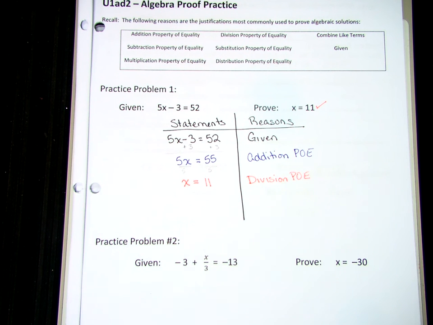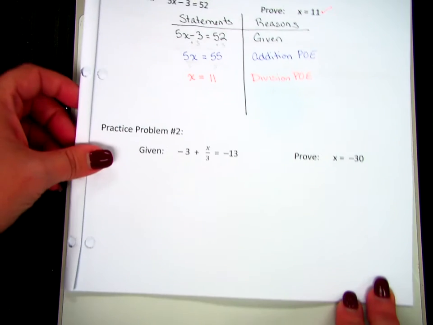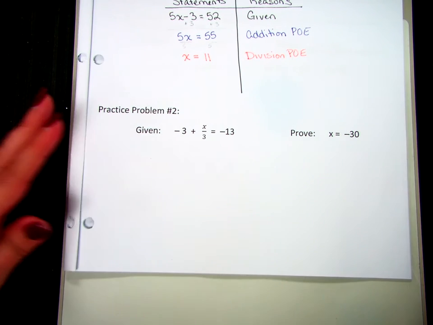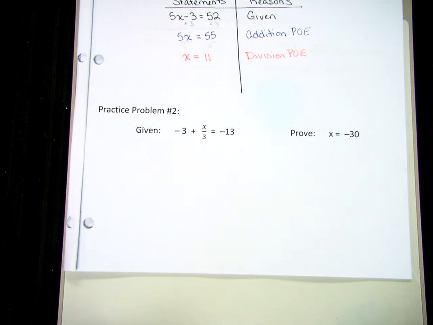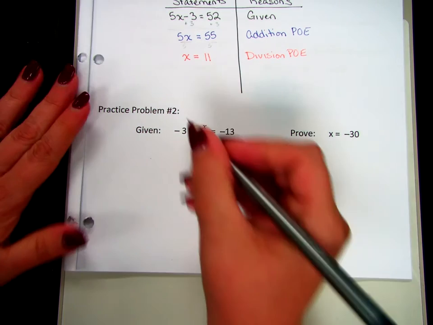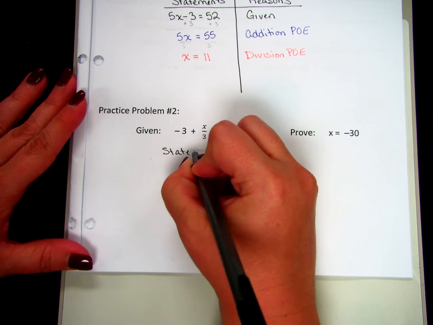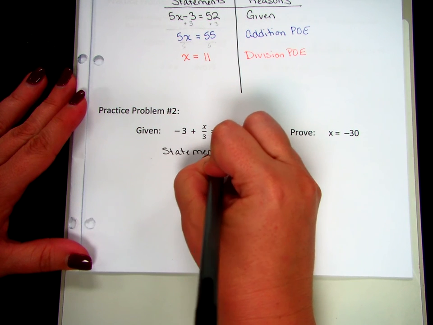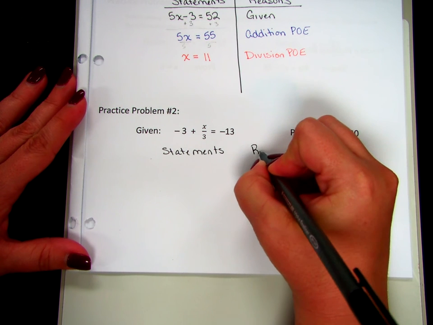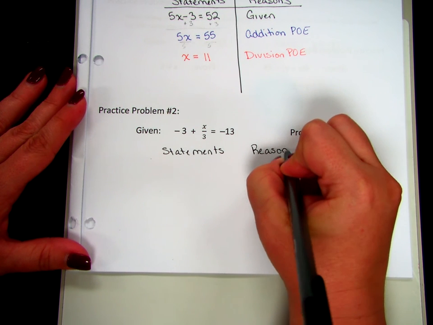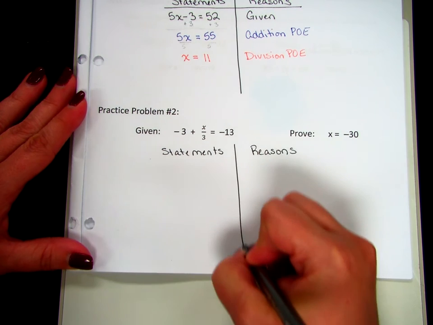Let's go and look at the next one. Practice problem number 2. So in practice problem number 2, again, I'm going to start off by making my table with statements and reasons columns and then my given. So statements and reasons and then my columns.